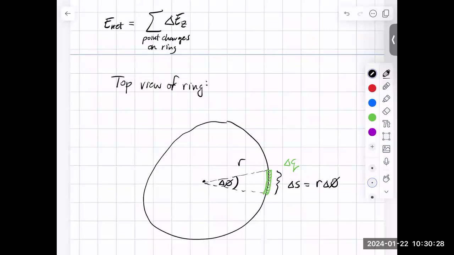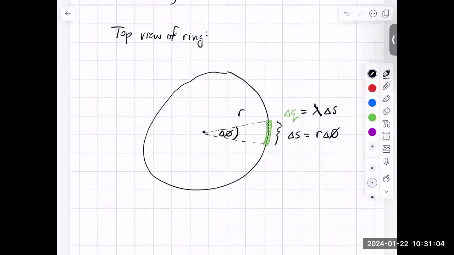Okay, so now if I know the length of the arc, and I know the charge per unit length is lambda, what's delta Q equal to? It's the charge per unit length times the length of our little piece of arc, right? Lambda is the linear charge density. So if I know how much charge I have over a certain length, and I have a piece of length delta S, I just take delta S and multiply by lambda. That tells me the charge.